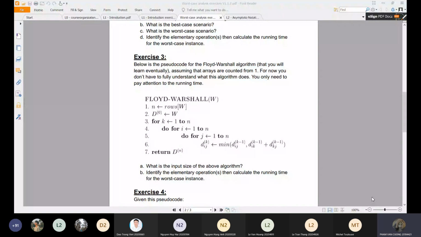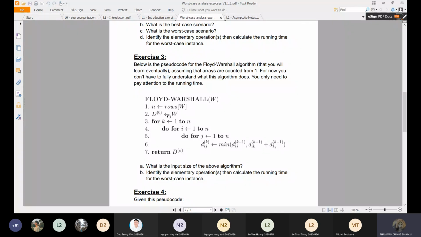So I believe you understand exercise 3. Does any one of you have any question? Okay. So here, the Floyd-Warshall algorithm. The input size is n. You can think of it for now as the dimension of the weight matrix. The idea of this algorithm is that dij is the cost for going from i to j. So if going from i to k, then from k to j actually costs less than going directly from i to j, then you should update that into the cost of going from i to j.